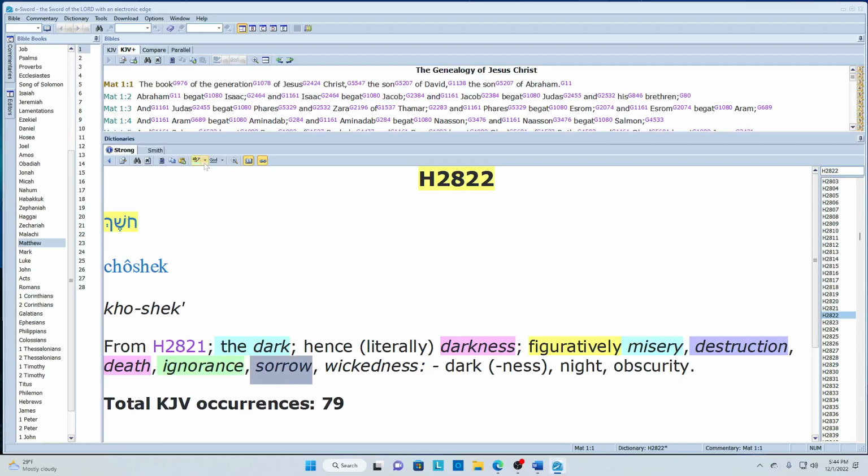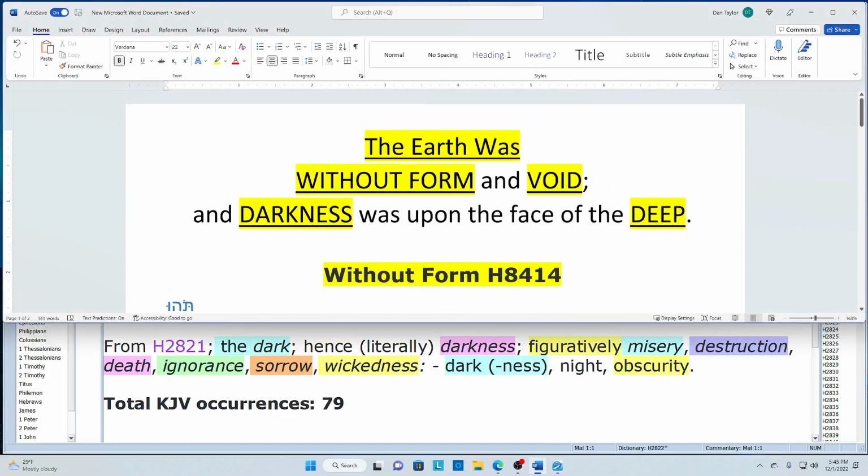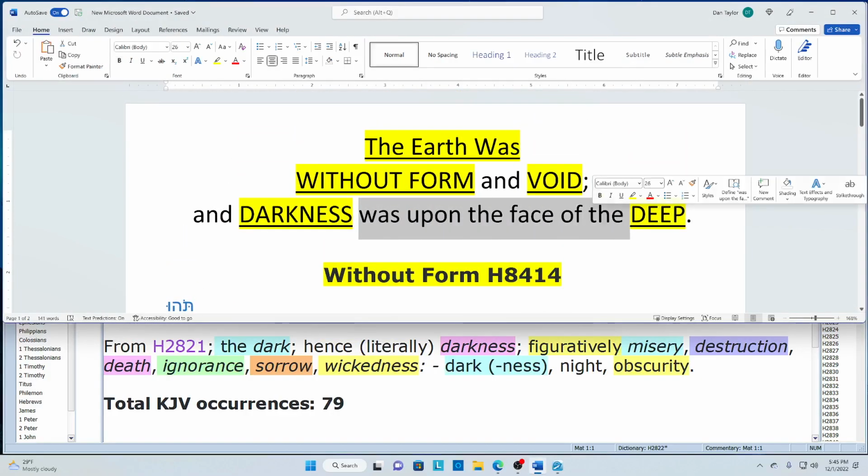Sorrow was on the face of the deep. And wickedness was on the face of the deep. There we go. And that's the word darkness that we just studied. Darkness was on the face of the deep. And it's also the word obscurity. So obscurity means all this same stuff. So there you go. Obscurity, darkness, misery, destruction, death, ignorance, sorrow, wickedness was upon the face of the deep.